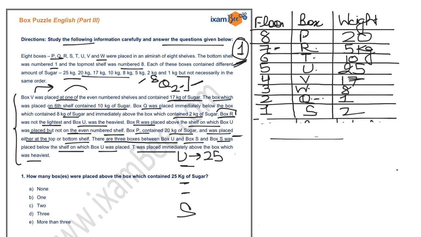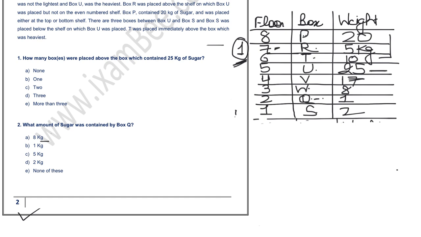Now in first question it is given how many boxes were placed above the box which contained 25 kg of sugar. Now box U contained 25 kg of sugar and there are 3 boxes above your box U. So the correct answer for this particular question is option number D, that is 3. Now your second question is what amount of sugar was contained by box Q. So the correct answer is 1 kg. Therefore option number B is correct.